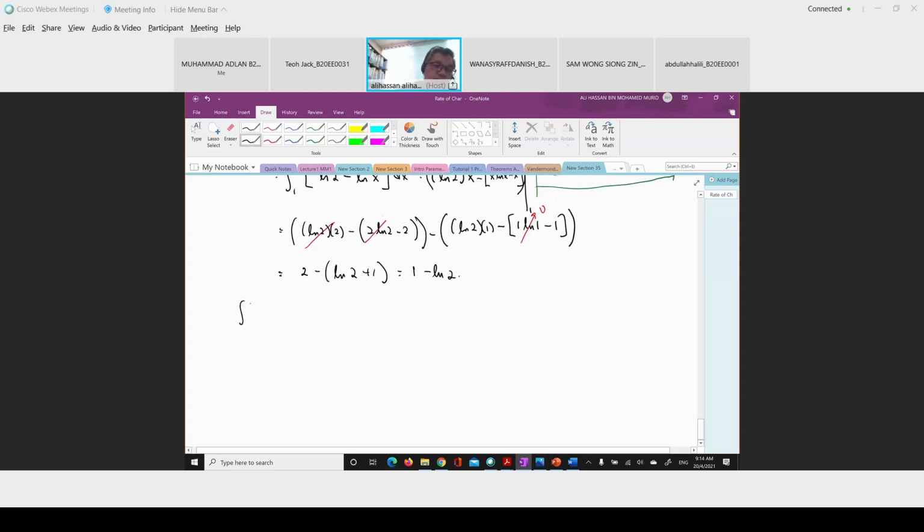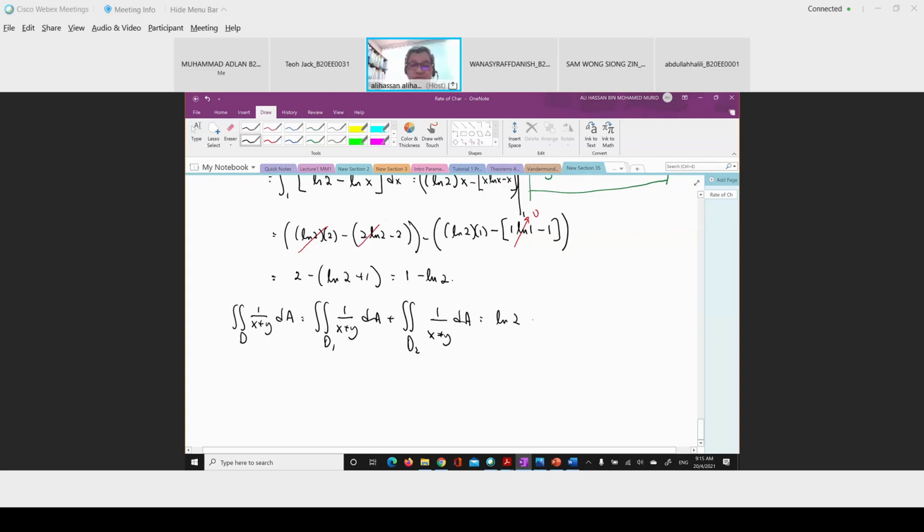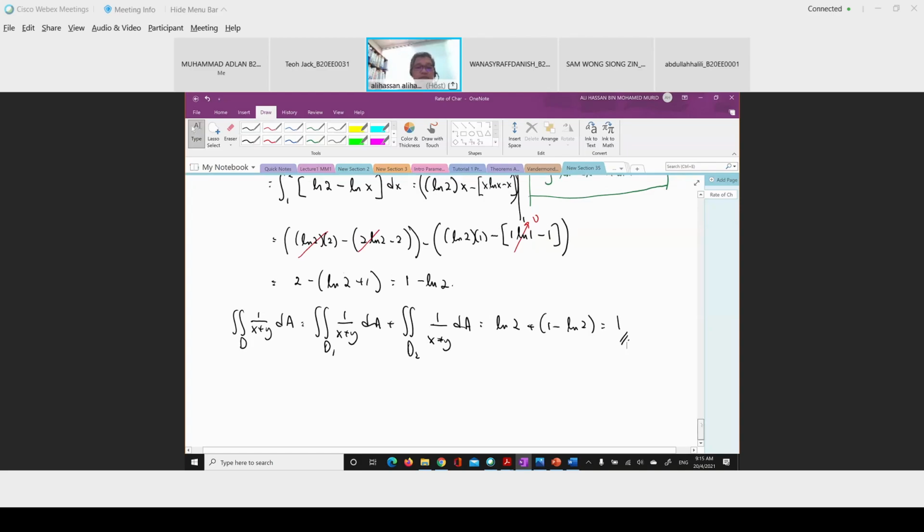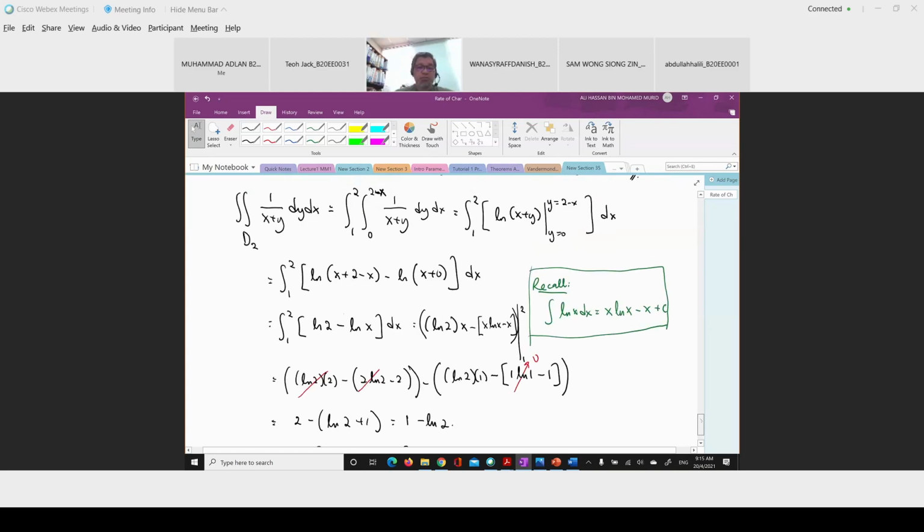So now we add the results. The integral over D1 plus the integral over D2. The integral over D1 is ln 2, right? While the integral over D2 is 1 minus ln 2. So ln 2 cancels out, so the answer is 1. Yeah. So that's how we deal with this double integral over the given domain.